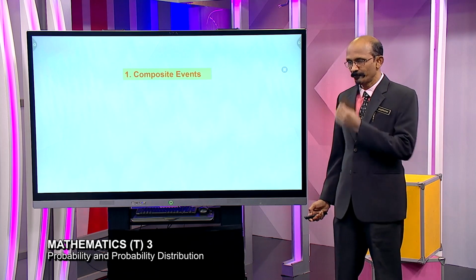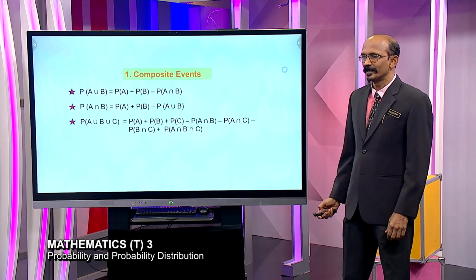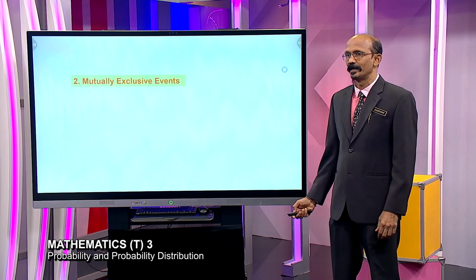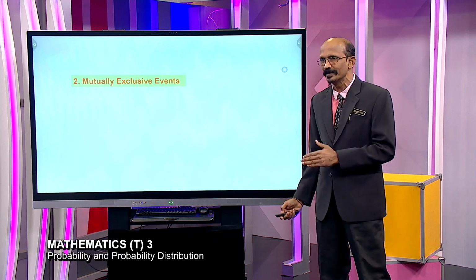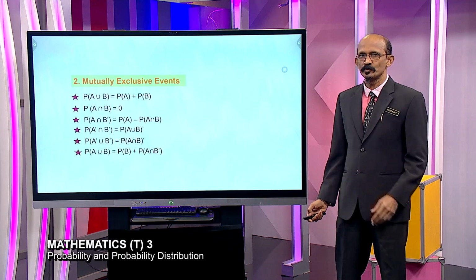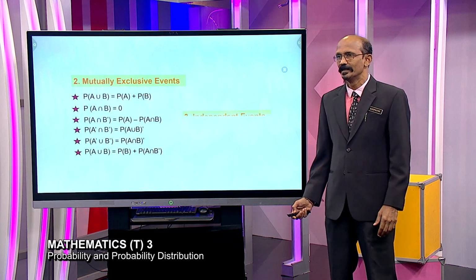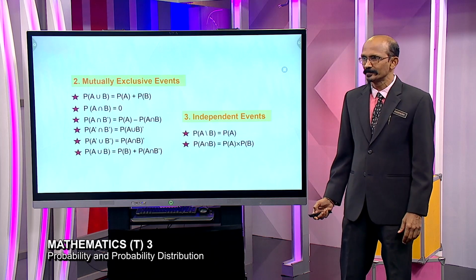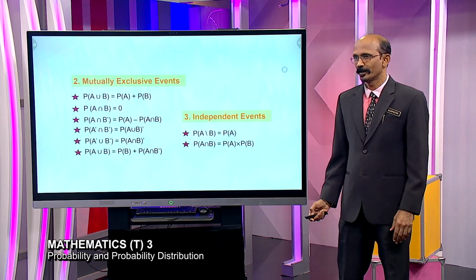First one is composite events. Here we have three main formulas, as you can see very clearly written there. Next one is mutually exclusive events. Students should be able to explain what mutually exclusive events are. Here we have six different formulas, which you should be able to use in the context of the question. Later we will see in examples. Our third event is independent events. Here we have two formulas, which students should be able to interpret and use well according to the situation.